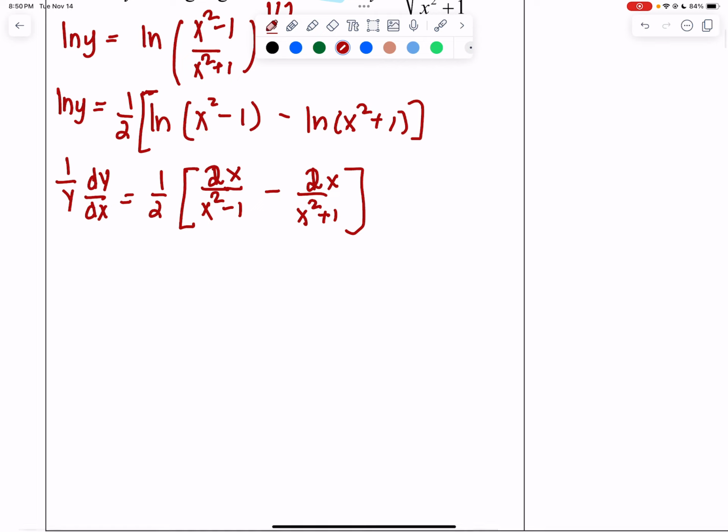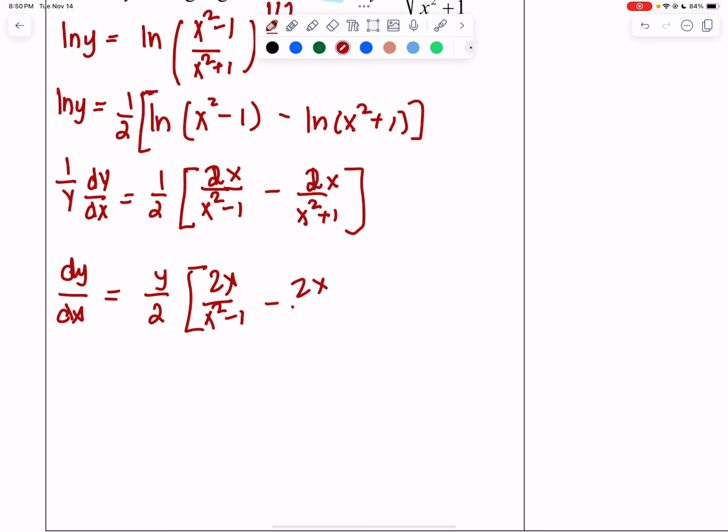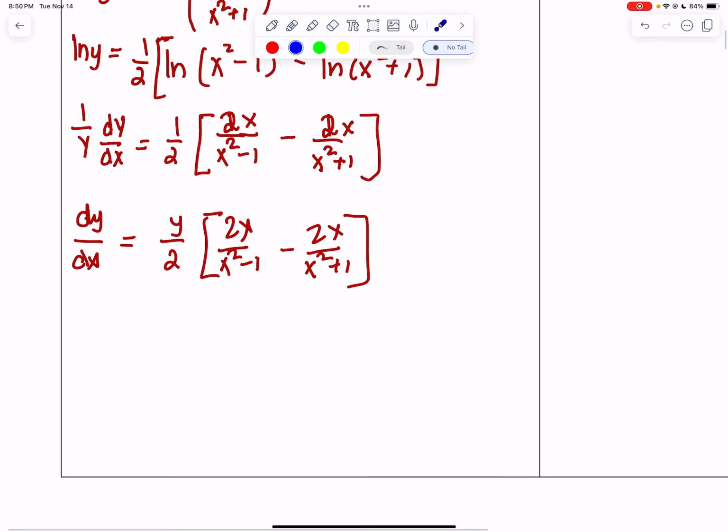Okay, so now I'm going to multiply by y, because I want dy/dx. So I'm going to have y over 2, and then 2x over x squared minus 1, minus 2x over x squared plus 1. I could probably simplify the 2 out and cancel them out. Let's get this right here.